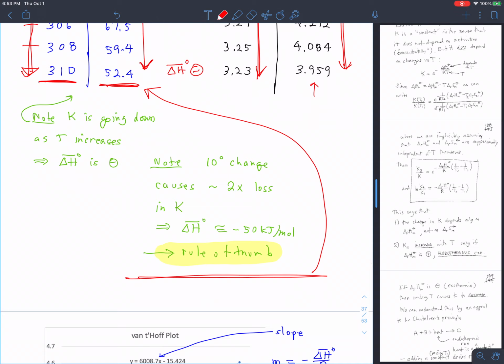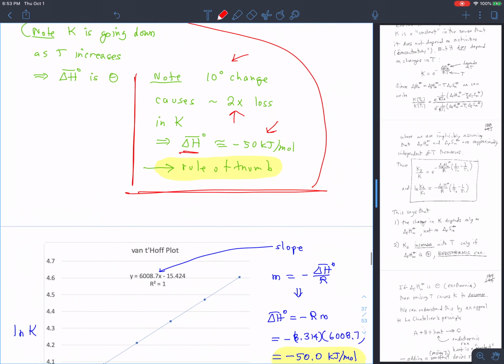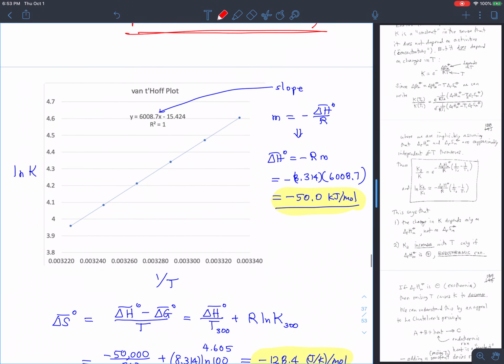That is consistent with our rule of thumb, which says that a 10-degree change should lead to a factor of 2 if the delta H is in the neighborhood of 50 kilojoules per mole. And so, just from inspecting this data qualitatively, we expect to find a delta H value of near 50 kilojoules per mole. And in fact, we're going to find out that's exactly what it is.